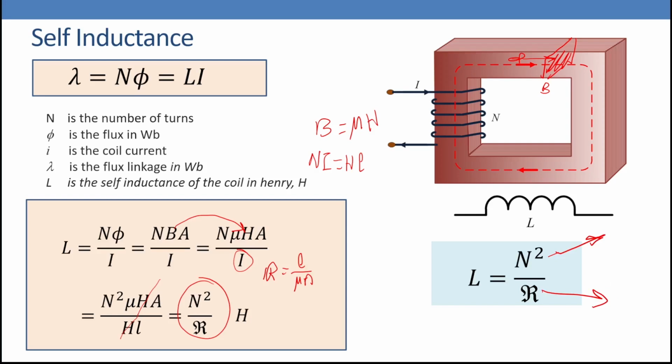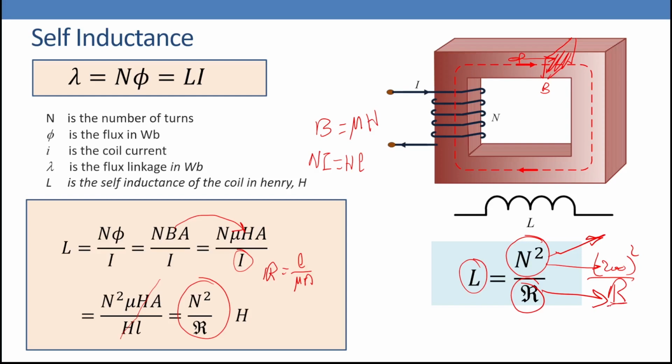So if we have a certain magnetic length path, certain area, and certain iron material, we can have a specific reluctance. And when we wind that by a certain number of turns, we can design the inductance. For example, if you would like to have 200 turns, so 200 squared over a certain reluctance can give you, for example, 1 millihenry, 2 millihenry.